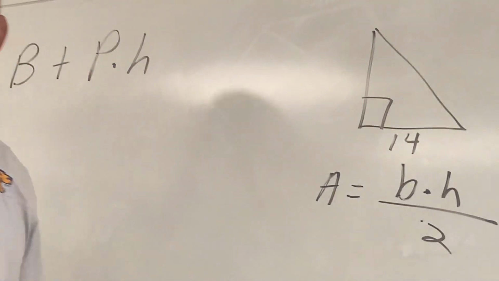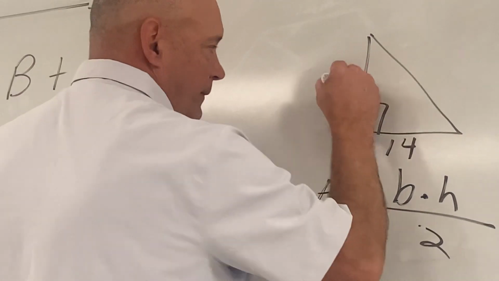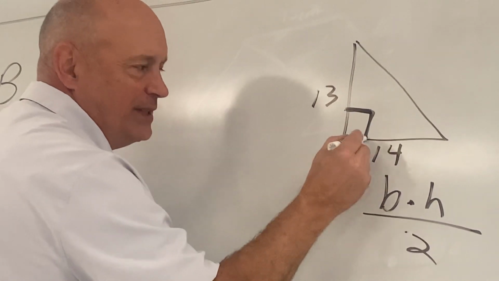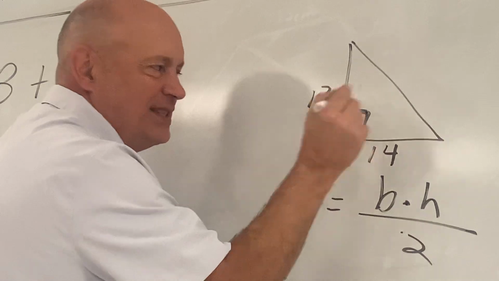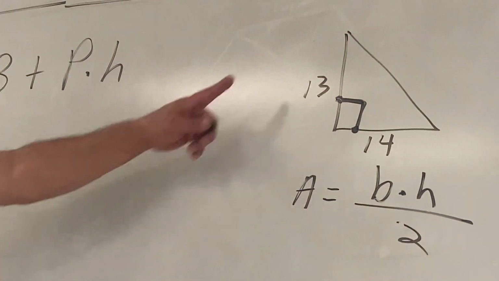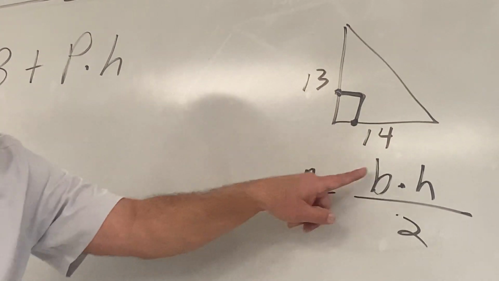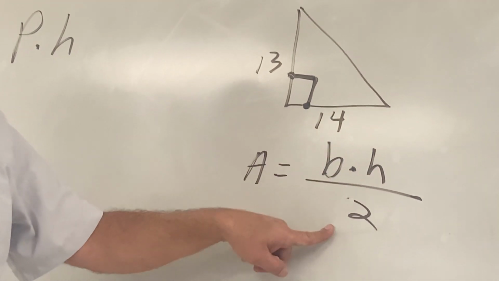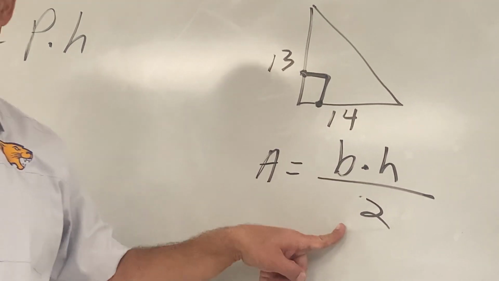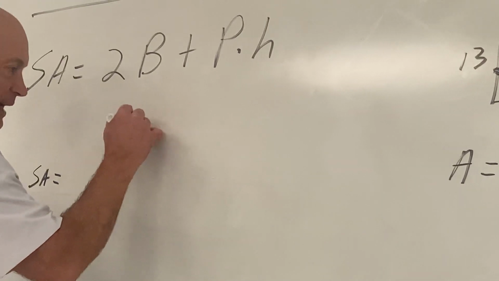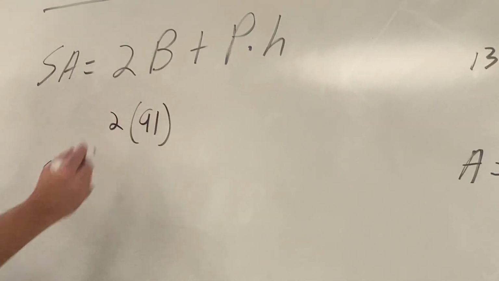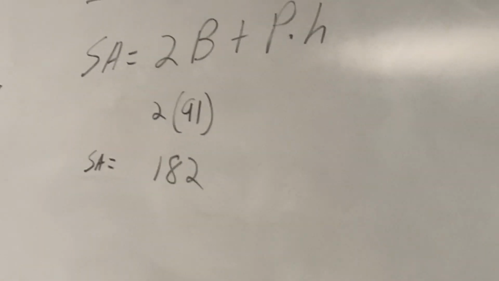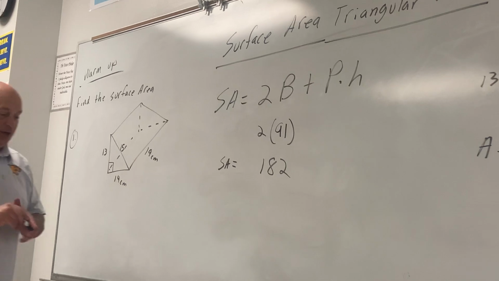Which number is the height? 13. Do y'all see the 90? The 90 always touches the base, and it always touches the height. So you need to do 13 times 14. What's 13 times 14? 182. Divided by 2, 91. What's 91 times 2? 182. We're back to 182 again. Are y'all with it?